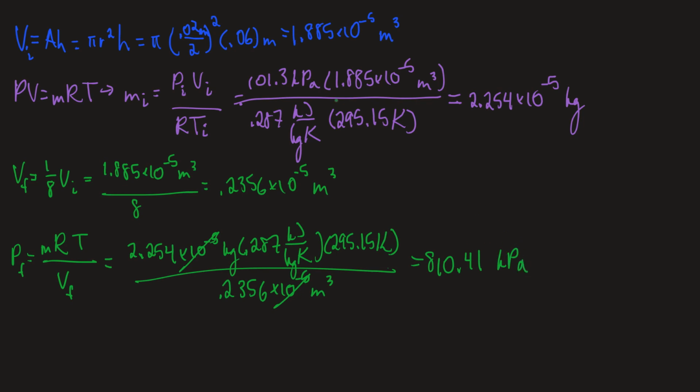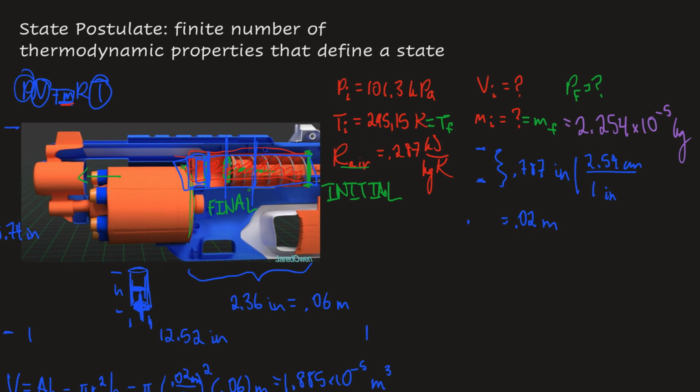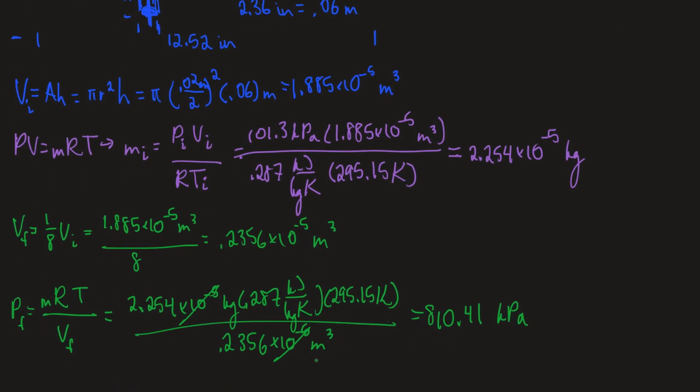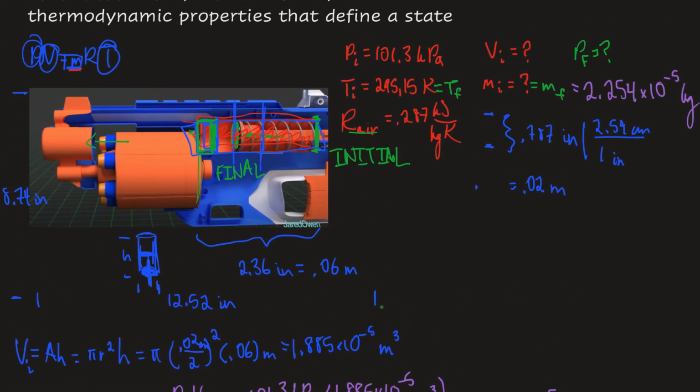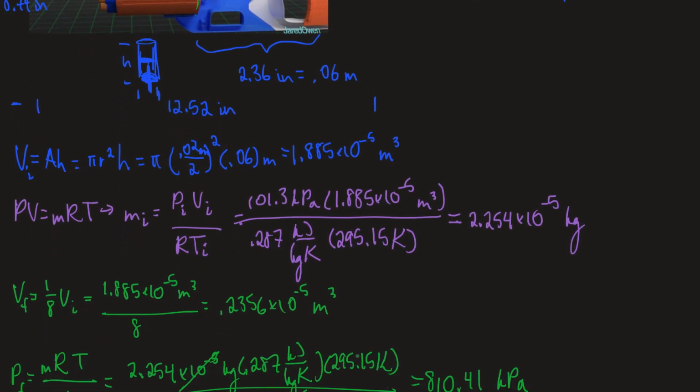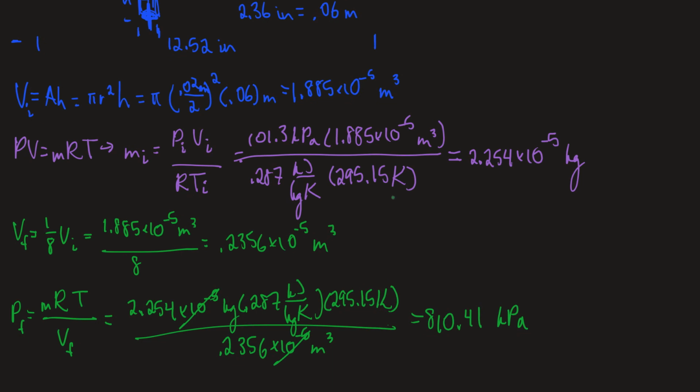So what this says is that the final pressure, or when the piston has moved all the way into this final position, the pressure inside of this small part of the chamber is going to be 810.41 kilopascals, which is about 8 times that atmospheric pressure. And this is definitely built on an assumption that the temperature is going to be the same in the initial and final state, but this is still a pretty cool result.